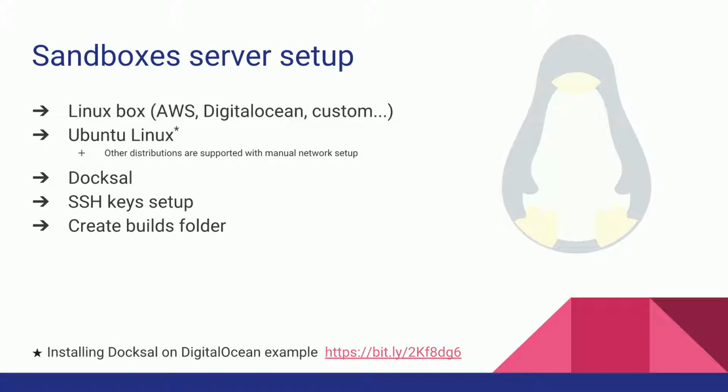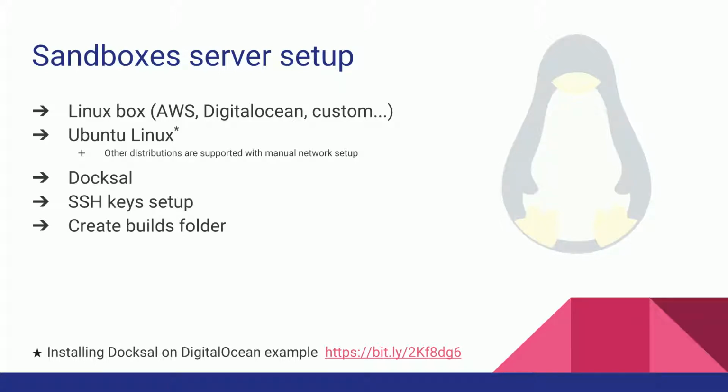Then, of course, you need to set up Docksal, which usually is one-liner, but then some configuration needs to be added on top. You need to set up SSH keys because your sandbox server will have to pull code from the repository by SSH key. Your continuous integration will have to access Sandbox server by SSH, so it needs to have the public key. Then you need to create builds folder and do some other preparational stuff like create user. So there's a lot of minor things you need to take. It's not that hard, but these are like main parts what you need to do.